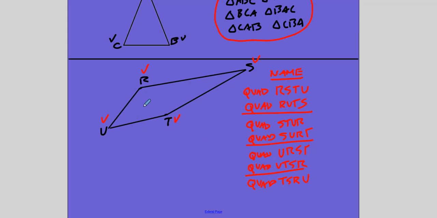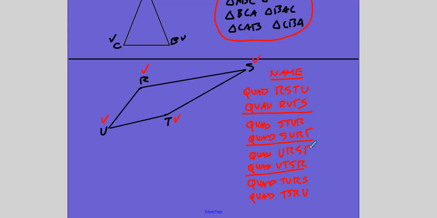And going counterclockwise. So did I do that right? Actually, that was counterclockwise. I want to go the other way first. So I want to go clockwise first. So that's quad TURS. And then going counterclockwise, that would be TSRU.